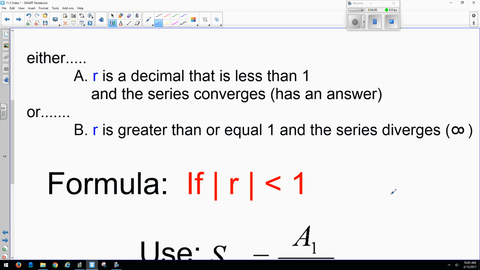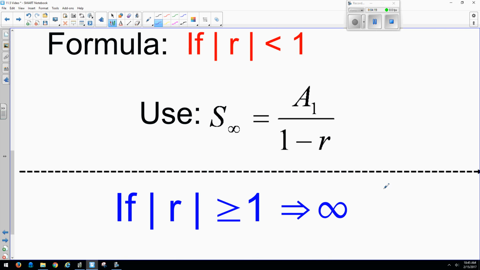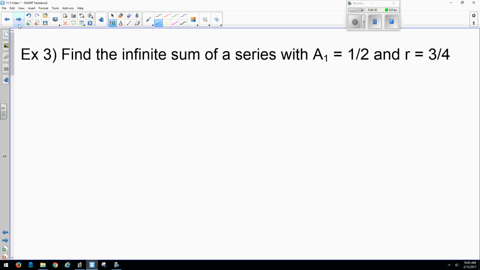And here's the formula. This is for when the absolute value of r is less than 1. Here's the formula we're going to use, and this is the sum of an infinite series. That's what this notation represents. And if the absolute value of r is greater than or equal to 1, then it's going to approach infinity. Let's look at a couple of examples here.